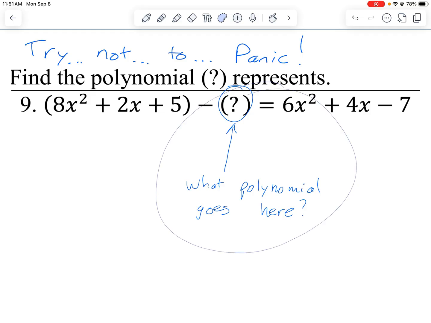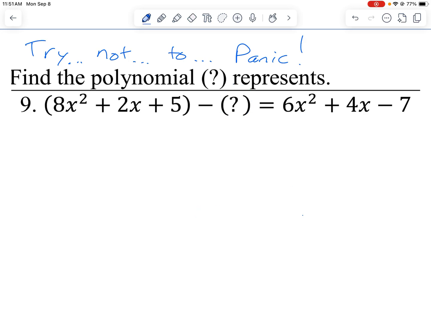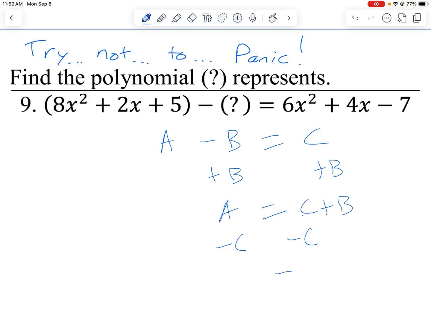Something that helps a lot is remembering that this is an equation. And if you have an equation, you can solve said equation. You can think of this as like A minus B equals C. Well, if I wanted to solve for B, I could just add B over here. Now I have A equals C plus B, and I can subtract the C part off. So really, B is A minus C. That's one way to think about it.